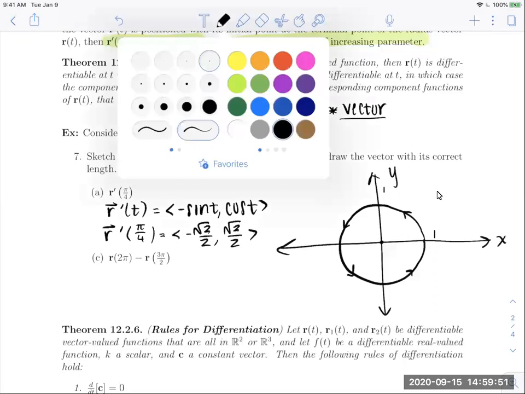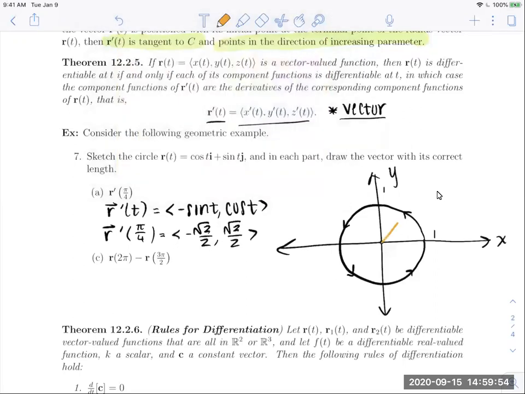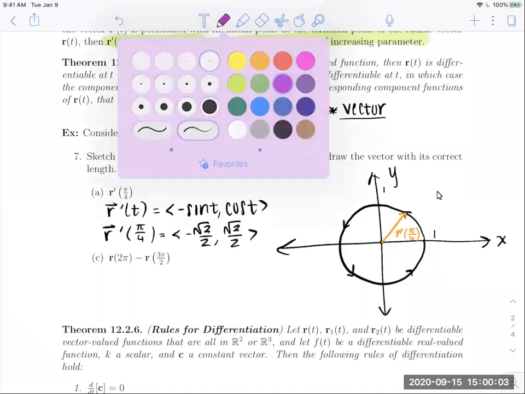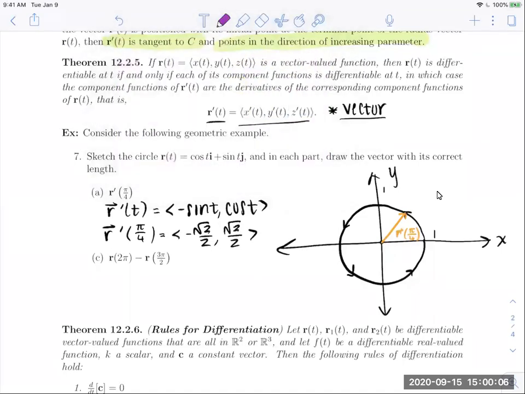Let me actually do it in a different color. This is r of pi over 4. All right, and then let's do the derivative in purple. So we want to begin the derivative vector at the terminal point of r of pi over 4. So you can see that dot that I just made in purple. We want to go negative root 2 in the x direction and positive root 2 in the y direction. All right, and so what that's going to look like is it's going to be coming off at kind of a 45 here in this direction. So this purple vector is r prime of pi over 4.